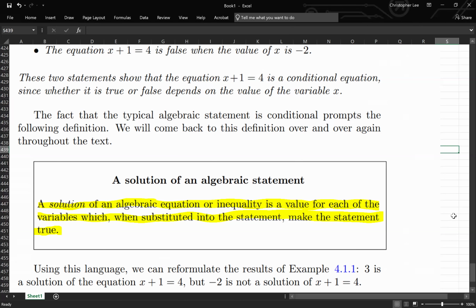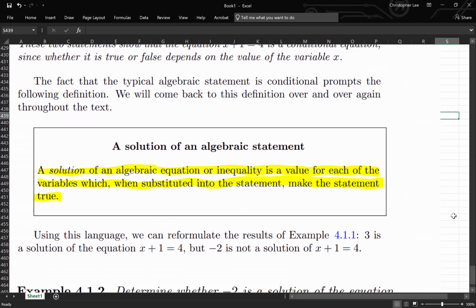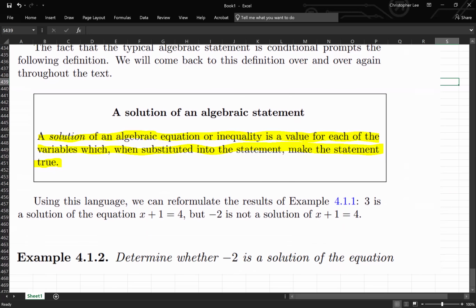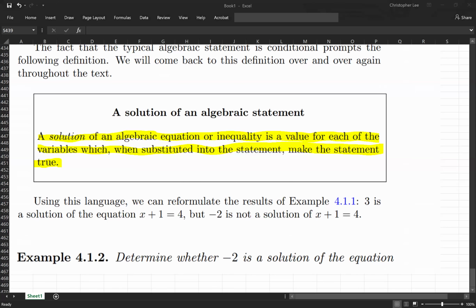So using this language, we can reformulate the results of the example. 3 is a solution of the equation x plus 1 is equal to 4, but -2 is not a solution of x plus 1 is equal to 4. Let's look at another example, and I cut it off, my fault. Let me remedy that. This is the type of question you're going to see for your homework.